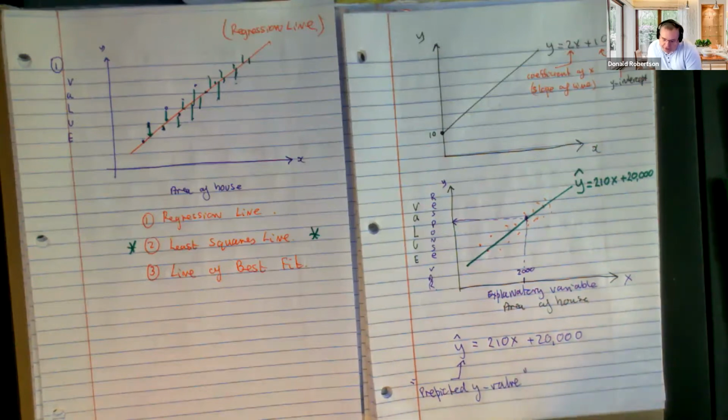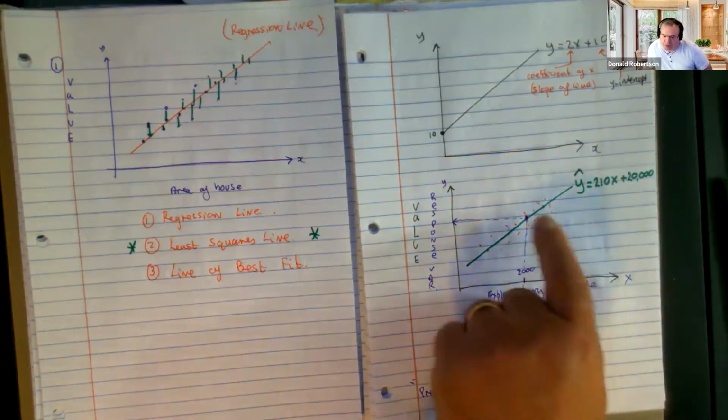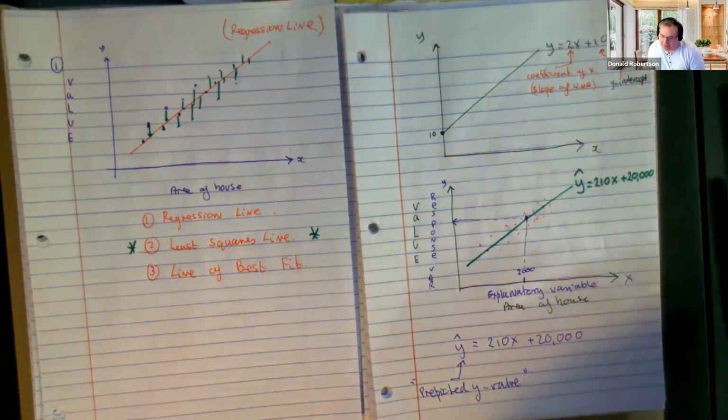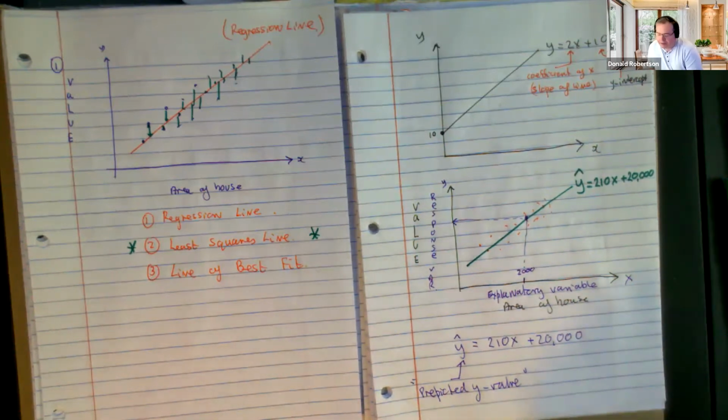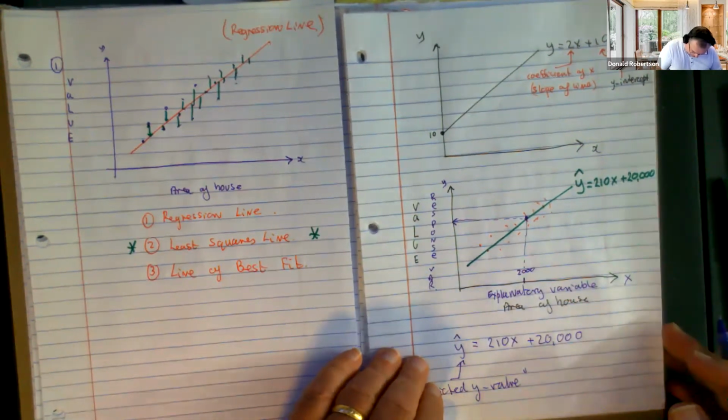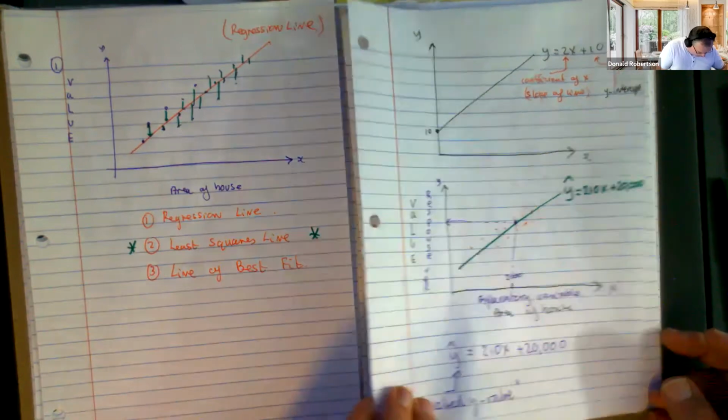So if you were a real estate agent, you might use this model and say, yeah, based on the size of your house, I would probably be able to sell it for round about, you know, whatever it is, 250,000, right? Whatever the number might be. So we talk about the predicted Y value.